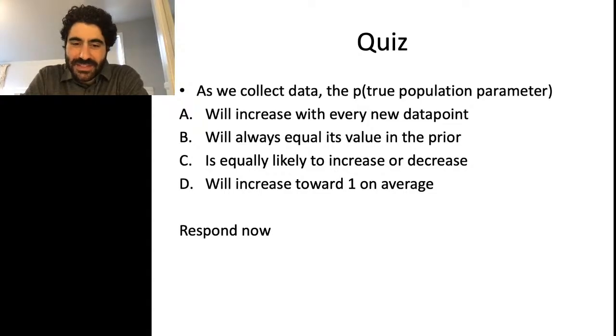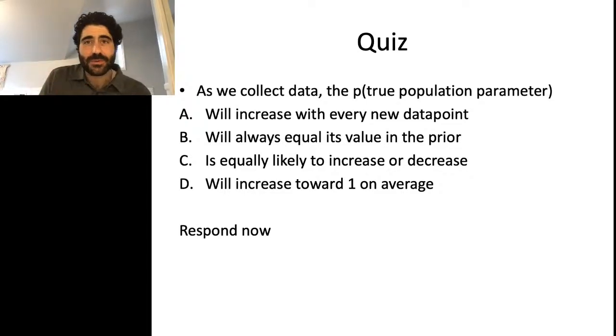So I'm seeing a few D's here, which is the correct answer. As we collect evidence, our evidence should be most consistent with the true state of the world, because that's where our data is actually coming from. And so on average, our evidence should be most consistent with the true state of the world. As we get more and more evidence, the correct answer here is D: we're going to increase toward 1 on average. The probability of this true value is going to go up on average. But the answer is not A here.